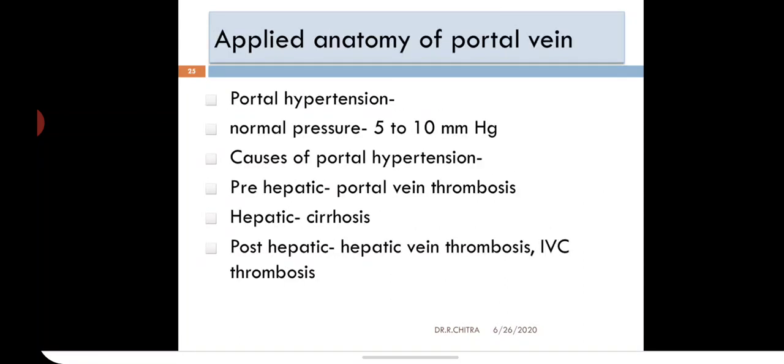What is the applied anatomy of this portal vein? Portal hypertension. What is portal hypertension? The normal pressure of the portal vein is 5 to 10 millimeter of mercury. So this is one MCQ in the PG entrance. If it is increased, that is the portal hypertension.